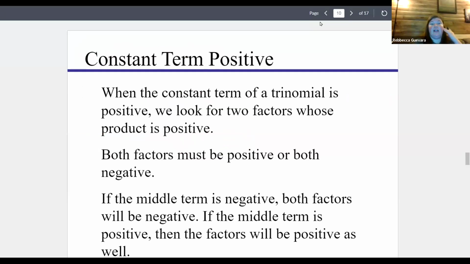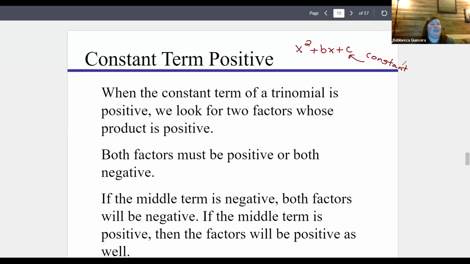So if we have our constant term, we're talking about that c. Oops, sorry, we don't have the a in this case. x squared plus bx plus c, this is the constant. So if that constant term is positive, that means that when we're looking for factors, our factors need to be able to produce a positive number. So either both factors are positive or both factors are negative. If the middle term is negative, then both factors will be negative. If the middle term is positive, then both factors will be positive.